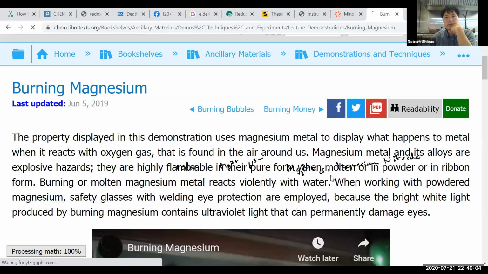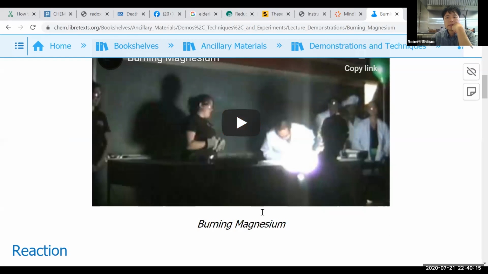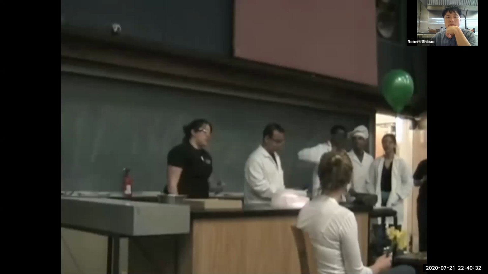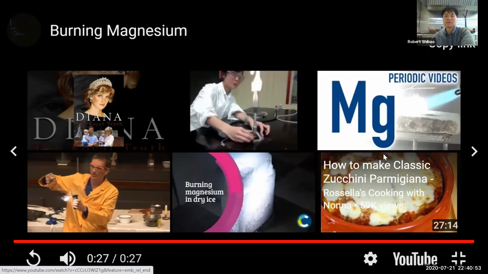So if we use oxygen to burn magnesium, then we're going to get a nice white flame. Can you guys see this? Yeah, should be seeing this. This is some chemistry club. The smoke is magnesium oxide. Or is that CO2? That might be CO2. They might be burning it in CO2.